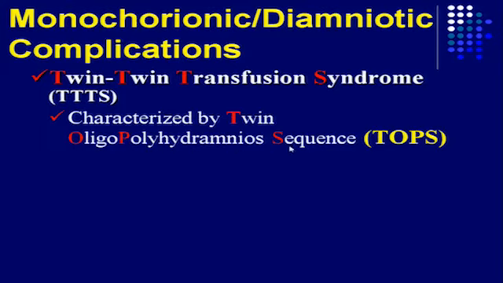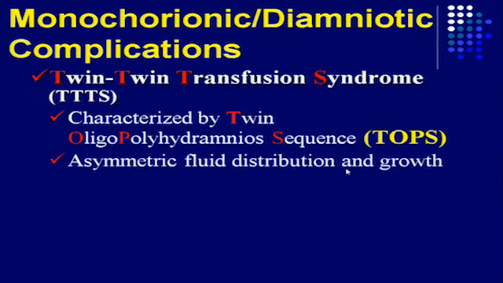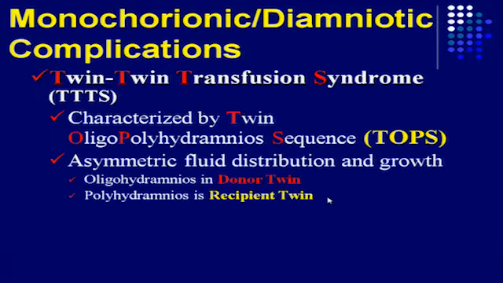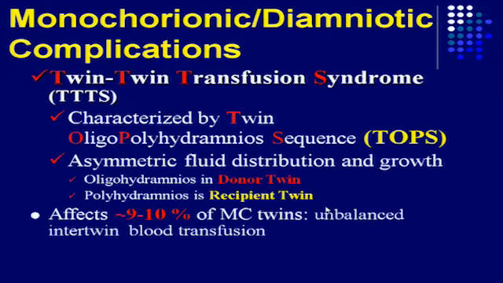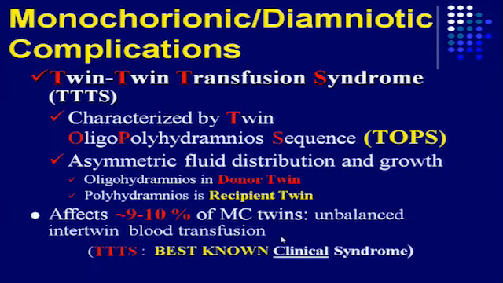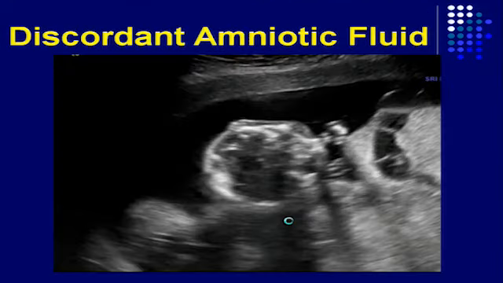oligohydramnios polyhydramnios sequence, or TOPS. That's what TTTS is. It's an asymmetric fluid distribution and growth, oligohydramnios in your donor twin, polyhydramnios in your recipient twin, and affects only about 9 to 10% of monochorionic twins because of this unbalanced intertwin blood transfusion. So it's the best known clinical syndrome with monochorionic twins.